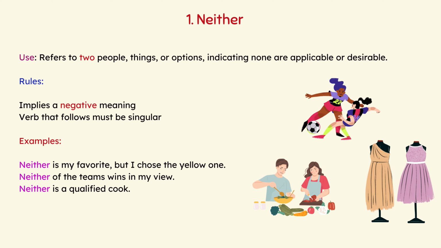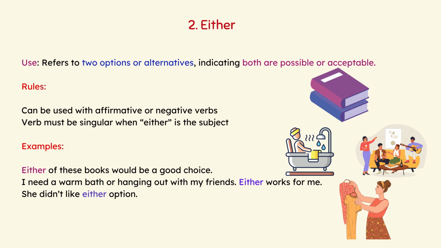Now let us learn about the use of either. Either refers to two options or alternatives, indicating that both are possible or acceptable. Rules: it can be used with affirmative or negative verbs. When either is the subject, the verb must be singular.